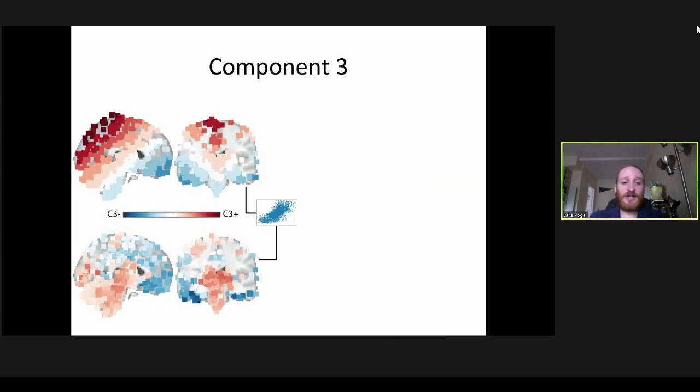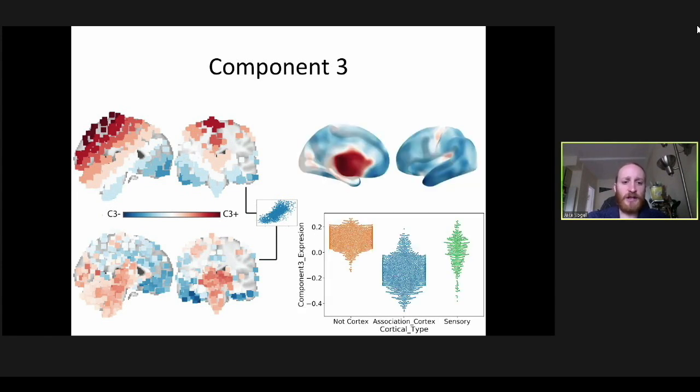Finally, component 3 was characterized by a spatial gradient that moves sort of dorsomedially to ventrolaterally. This can probably best be appreciated in the coronal slice on the right. So this genomic gradient is obviously less correlated with the spatial gradient compared to the other components, as you can see here, but it did strongly separate association cortex from the rest of the brain. You can perhaps appreciate that better here on this cortical projection, where primary sensory cortex has higher component expression in red compared to the heteromodal association cortex in blue.